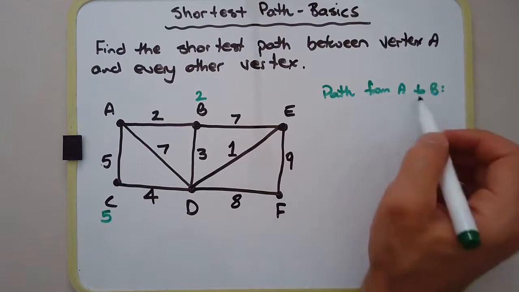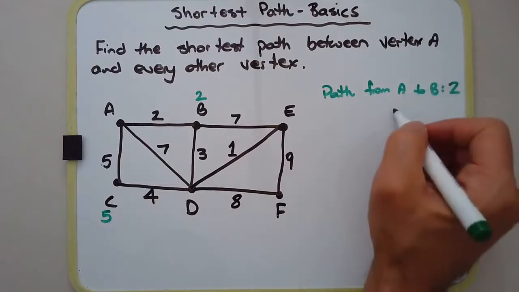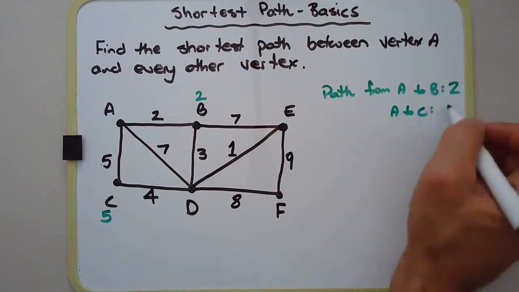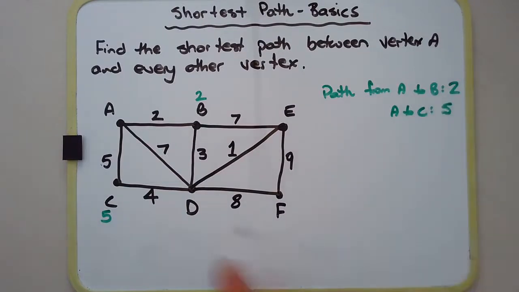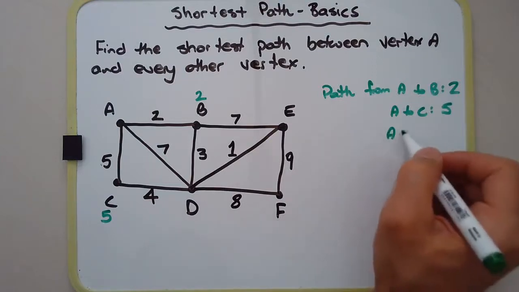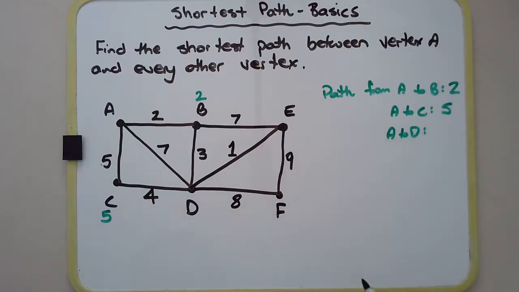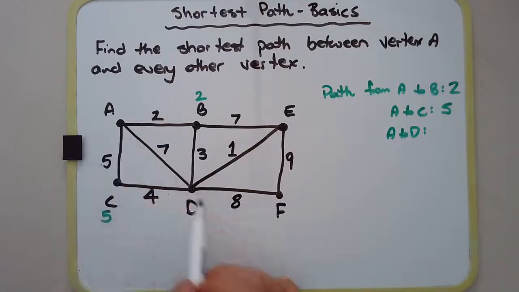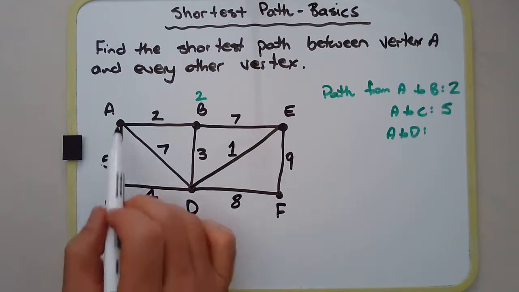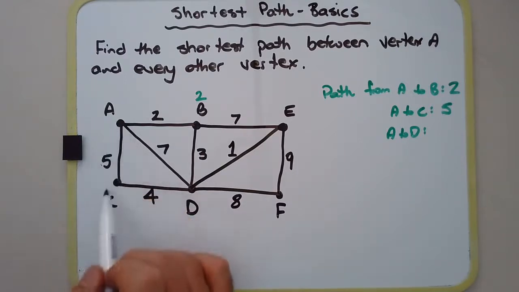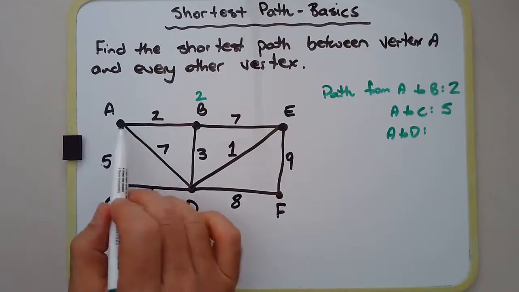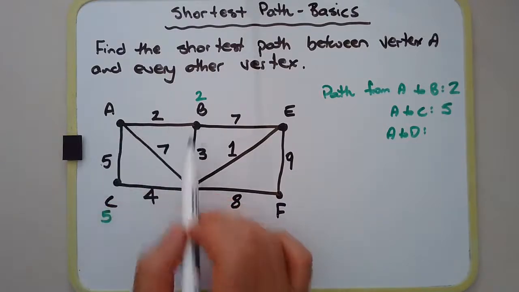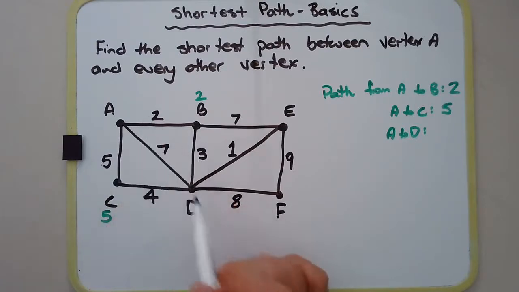I'm just going to fill this in. So path from A to B, we get 2. Path from A to C is 5. What about D? I'll give you a few seconds just to think about that. Think about the various ways you can get to vertex D, starting from vertex A. We've got a direct path, of course, that's going to cost you 7 units. We can go to D via C, so A, C, D, that's 9. But we can also go via B, so A, B, D, 2 plus 3, that's 5.